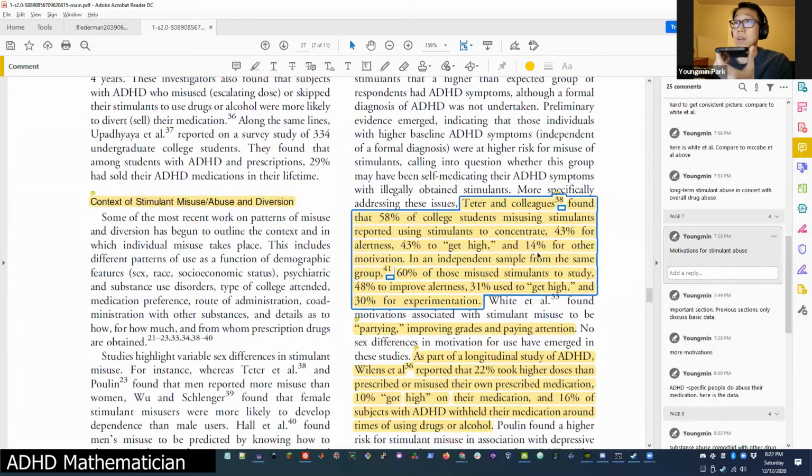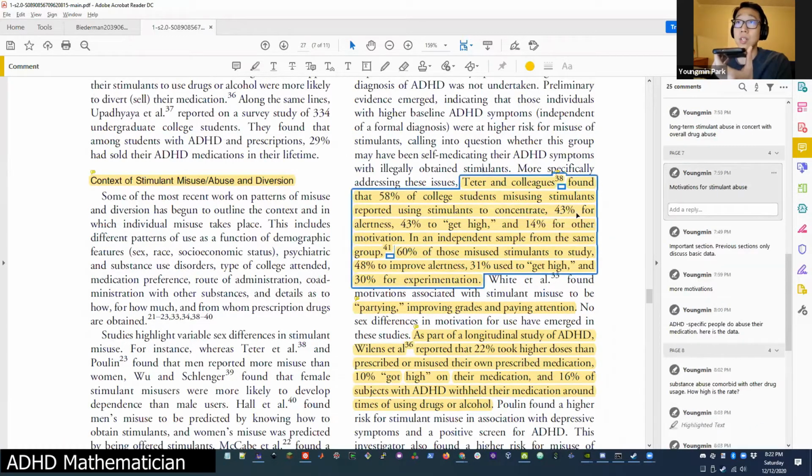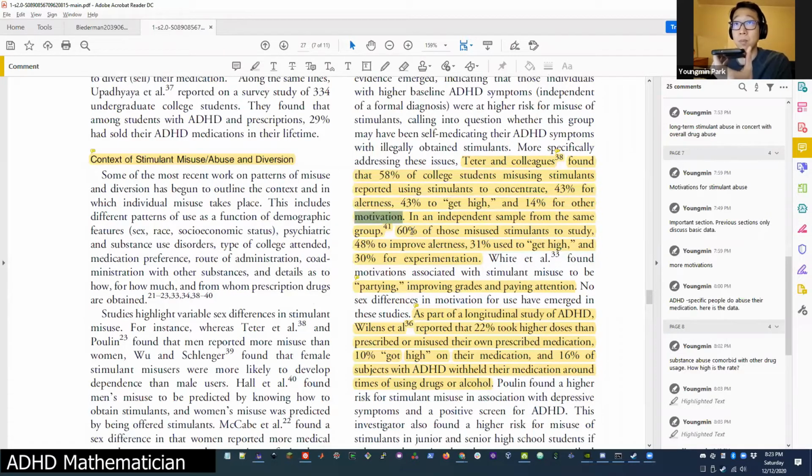And Teeter and colleagues found that 58% of college students misusing stimulants reported using stimulants to concentrate. So, just a list of motivations for using stimulants. A proportion wanted to use it to concentrate. Some used it for alertness. Others used it to just get high. 14% had some other motivation that didn't fall under these broader categories.